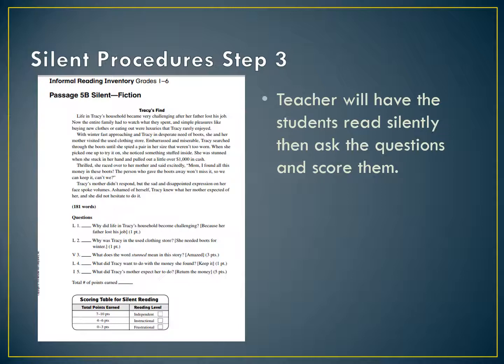After they read it, you're going to take the passage away so they can't use it to cheat or whatever. So you'll have them read it, then take the passage away and ask them the comprehension questions, and then you will do the point system down here. You'll make note of how many they missed or how many they got right, and that's going to tell you their independent, instructional, frustration level.